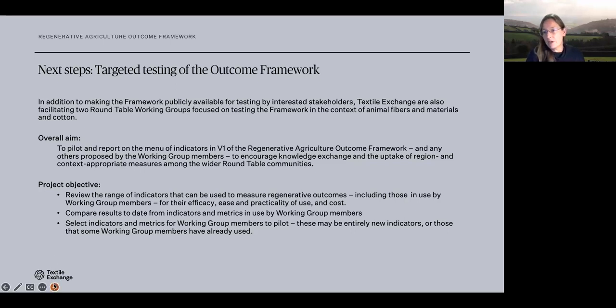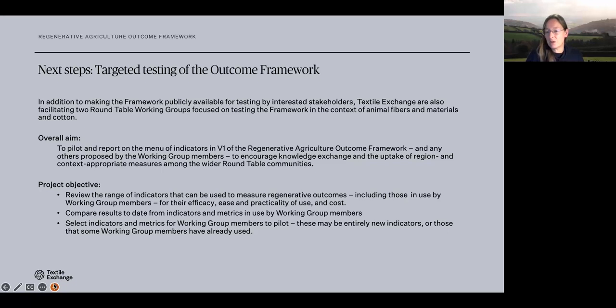So our working group has, as I say, a range of stakeholders engaged in it. At the moment, we're going through the framework in detail, looking at the individual indicators. But the goal is that we'll either have feedback from some members who are already using some of these indicators and metrics in the outcome framework.